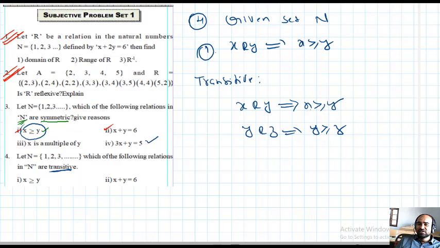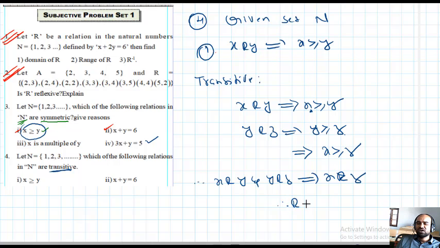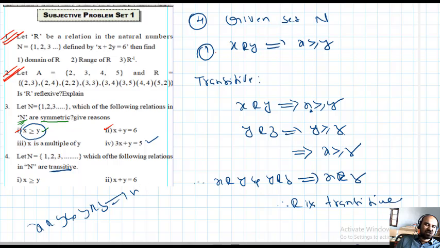So observe these two. X is equal to y or greater than y, and y is equal to z or greater than z. What is the relation between x and z? Automatically x greater than or equal to z only, no? Implies x greater than or equal to z. Now I will write. Therefore, x related to y and y related to z implies x greater than or equal to z, or x related to z. Therefore, R is transitive. Checking for transitive, x related to y and y related to z should imply x related to z. Then only R is said to be transitive.